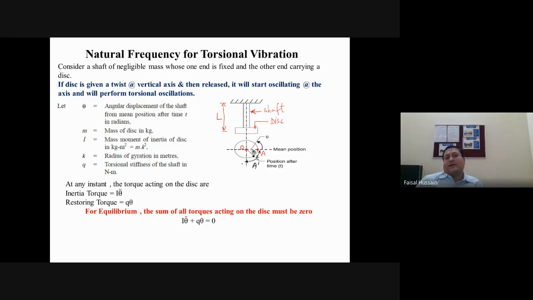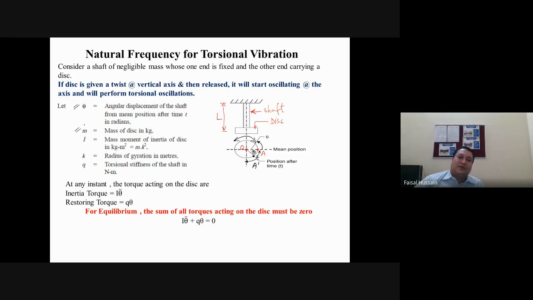Now what we are doing? If the disk is given a twist about the vertical axis, okay, and then released, so what will happen? If we have twisted the disk and released, the disk will start to oscillate about the axis and will perform some torsional oscillations. Okay, so what we have done, we have twisted the disk through an angle theta and released. So the disk is oscillating with respect to the vertical axis. Here, theta is what? Theta is the angular displacement of the shaft from mean position after time t.